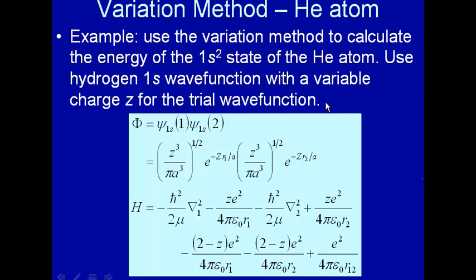We tried the perturbation method before. Here we're going to try the variation method. In particular, we're going to use the variation method to calculate the energy of the 1s2 state of the helium atom. That is, both electrons are 1s. And we're going to use as a trial wave function the hydrogen 1s wave function, and our variable parameter will be the charge seen by the electrons.